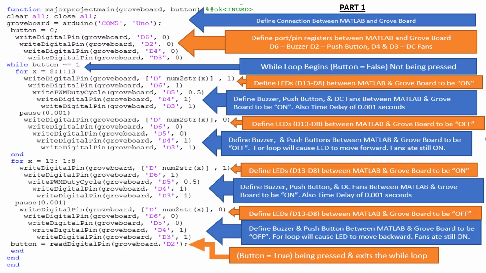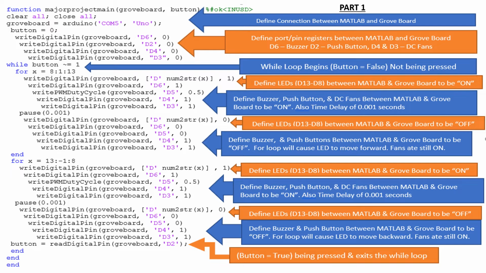For the first part of my strategy for my C code, I define a function to call on two variables. The first is the Grove Board, which will establish a connection from MATLAB to the Arduino Grove Board, and the button variable, which is set to false. Then I define the specific port pin registers using the digital write pin command, where D6 is the buzzer, D2 is the button, and D3 and D4 are the DC component fans.